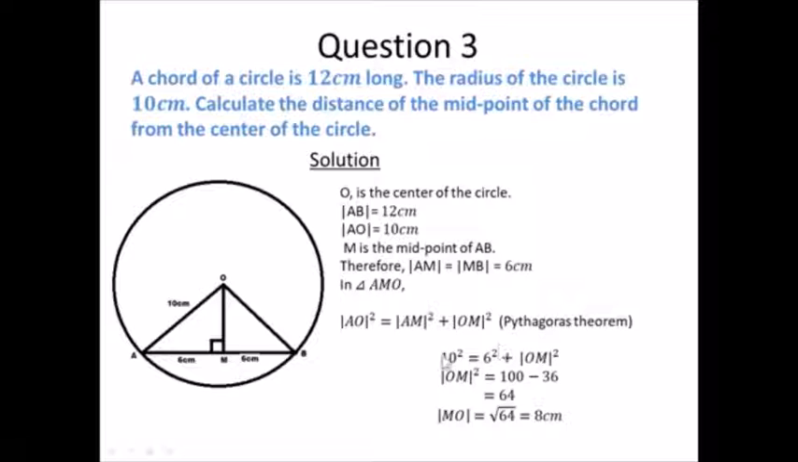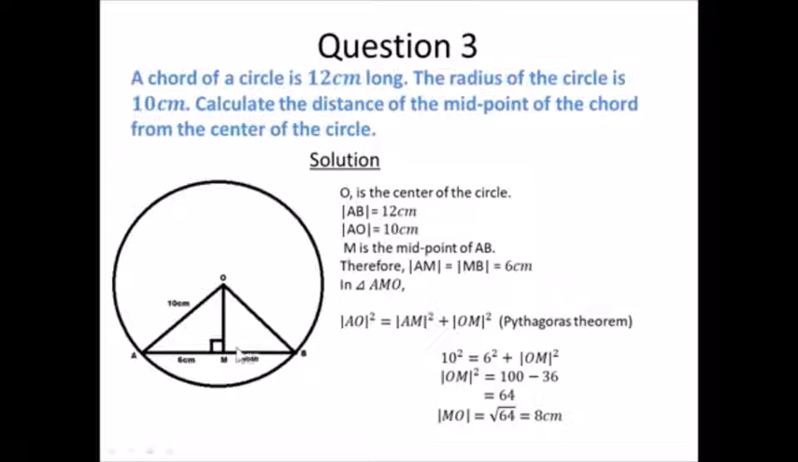What's our AO? That is 10 centimeter, squared. Then AM is 6 centimeters, squared as well, plus OM, which is what you are looking for. Then make OM squared the subject of the formula. You'll be having OM squared equals 10 squared, 100, minus 6 squared, 36. Then 100 minus 36 will give us 64. Therefore you find the square root of OM squared so that you can get our OM, and that means you also find the square root of 64. That gives us 8 centimeters.